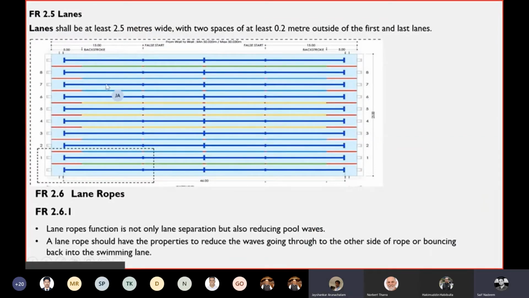Coming to lanes. Lanes are generally assumed to be only for partitioning or creating lanes between swimmers. But technically, lanes have larger objectives to play as well. It's not only a separation, but also to reduce the pool waves and reduce waves going from one side of the rope to the other side, so there is no bouncing effect. Each lane is about 2.5 meters. There are about 10 lanes, so each is about 2.5 meters.